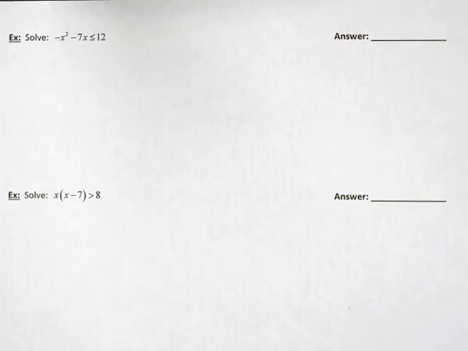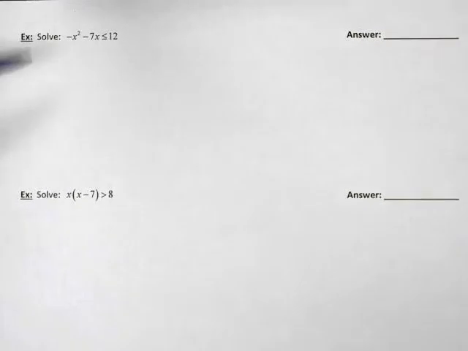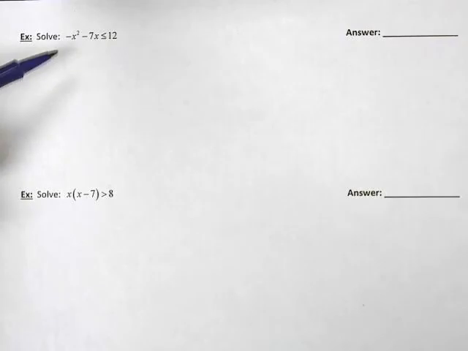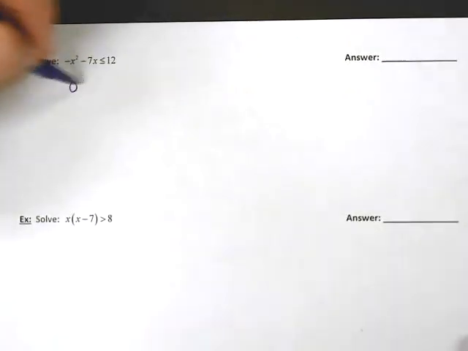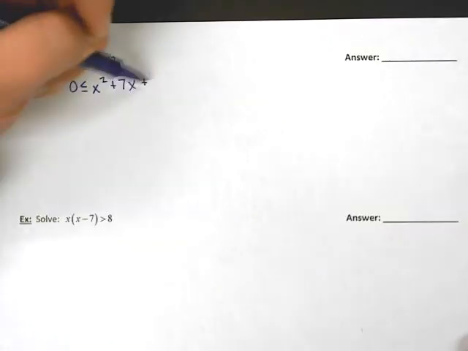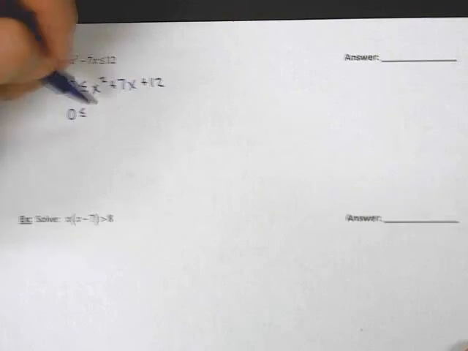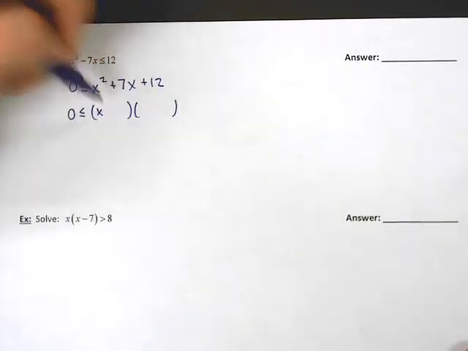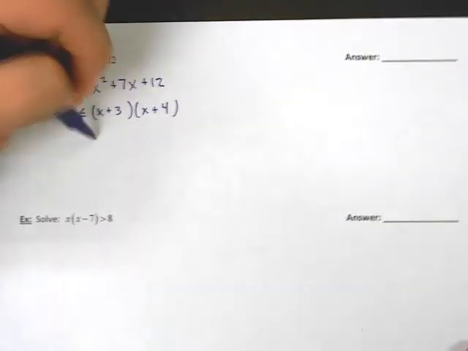Up at the top of the next page, we have something like this. In this situation, you guys can go a couple of routes. Again, a lot of the times I like to stay positive with my a value, so I would maybe think about moving these guys over. So I might write something like this: 0 is less than or equal to x squared plus 7x plus 12. And then I would go on and I would factor. What do we have? x plus 3, x plus 4. Perfect, that works. So I have my critical values.